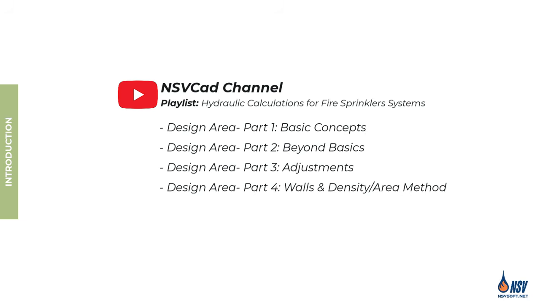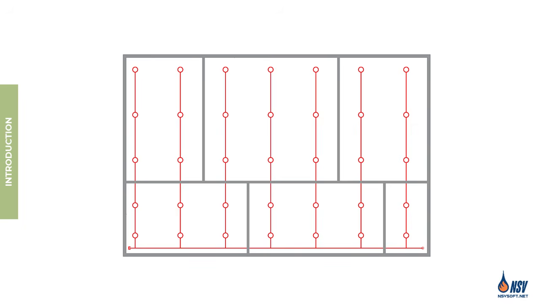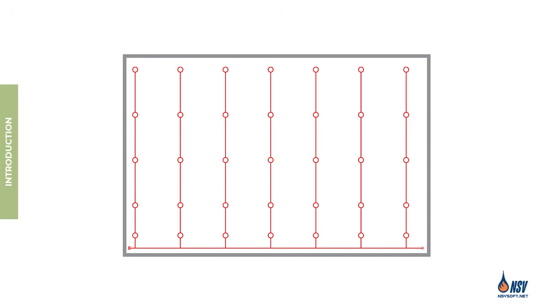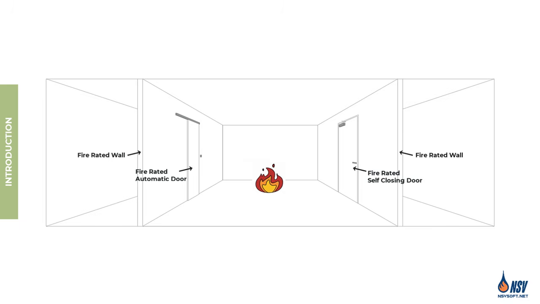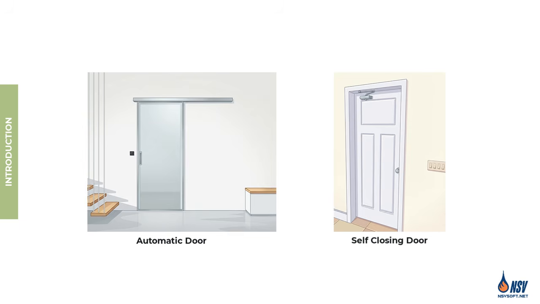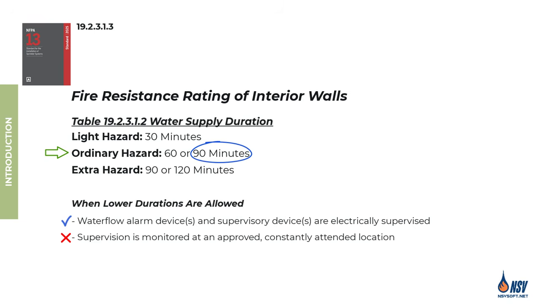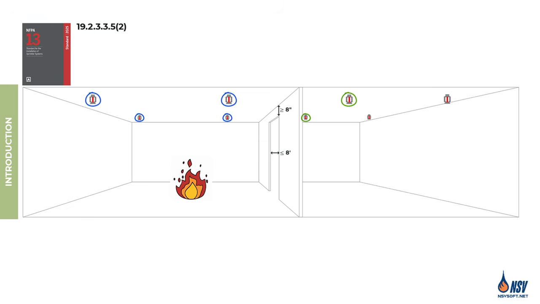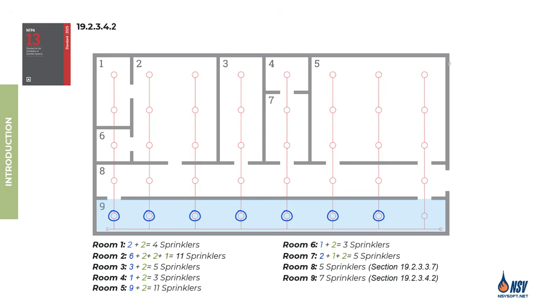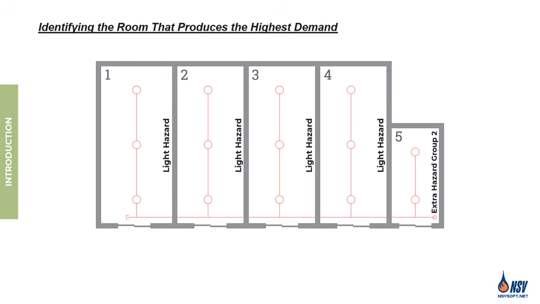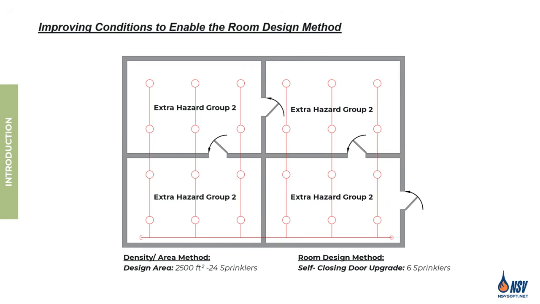During the past 4 parts of this design area videos, we explored the concept of the design area and, in particular, the density area method. As we explained, that method largely ignores the influence of walls. In this video, we'll look at another approach, one where walls and doors play a critical role in defining the design area. This approach is called the room design method, and we'll see how it can help reduce system demand and even lead to smaller pipe sizes in real projects.